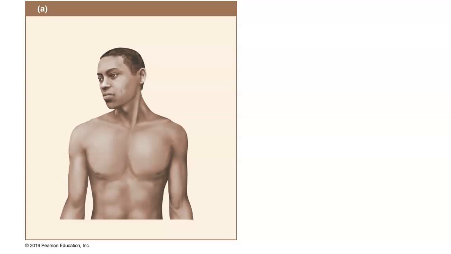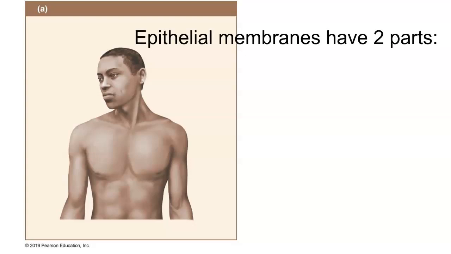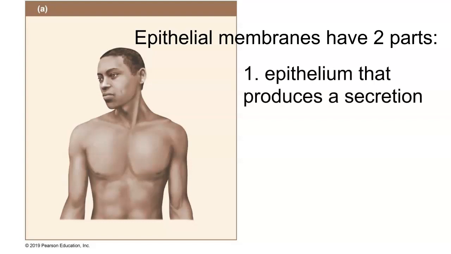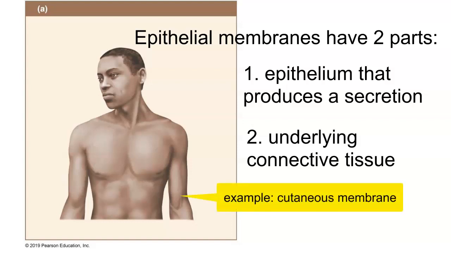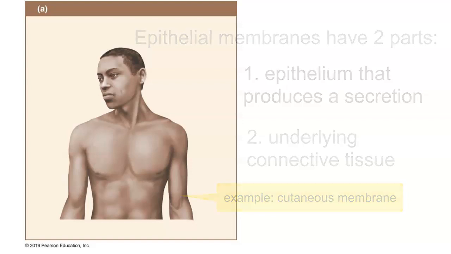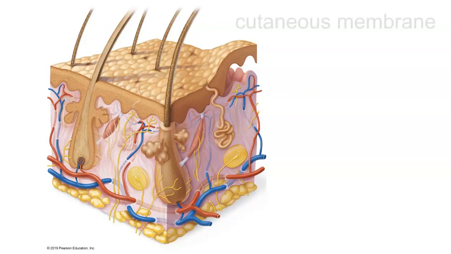All epithelial membranes have the same recipe. It's going to be a layer of epithelial tissue that has a secretion lying on a bed of connective tissue. So in this picture, they're showing the skin, and the skin fits this definition. The skin is an epithelial membrane known as the cutaneous membrane.